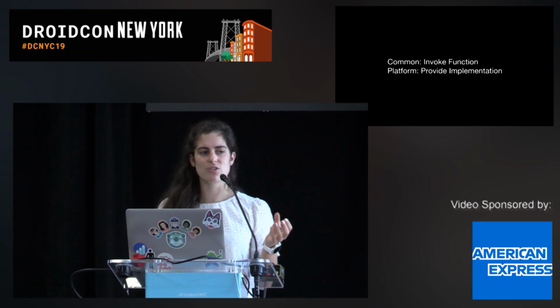So if you're in JavaScript, print is implemented by something like console.log, whereas if you're in your Java world, then it's system.out.println. And so here in your common code, you would say, there's a print function. And in your platform code, you would either do console.log or system.out.println, depending.